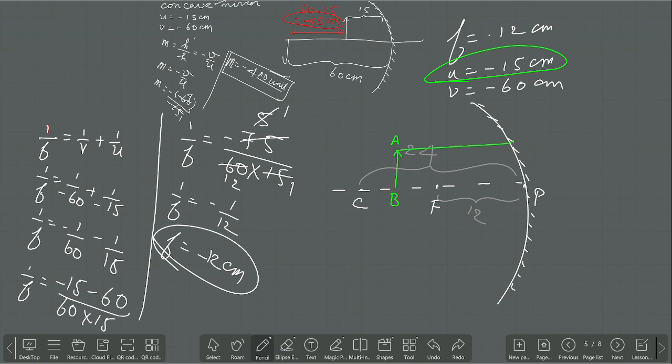So draw the ray diagram. The point where the two reflected rays are meeting, in that point keep a dot and join this one along with the principal axis and mark the head of the image as A dash and tail of the image as B dash. So this is how we are going to draw the ray diagram.